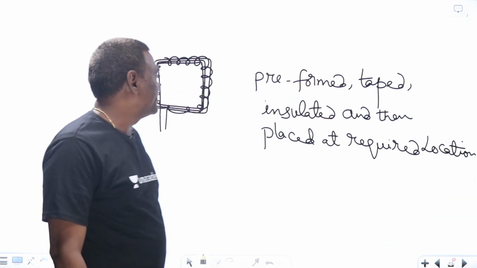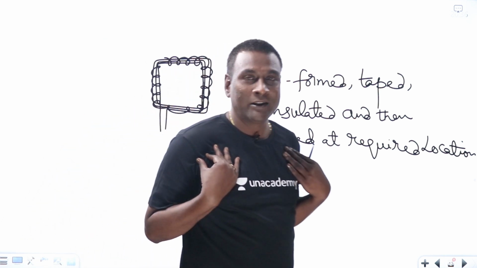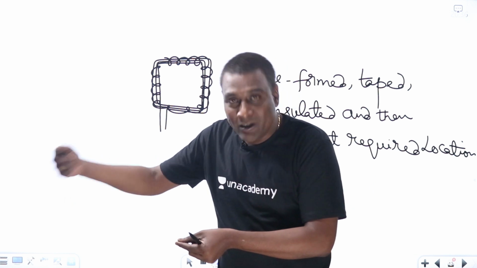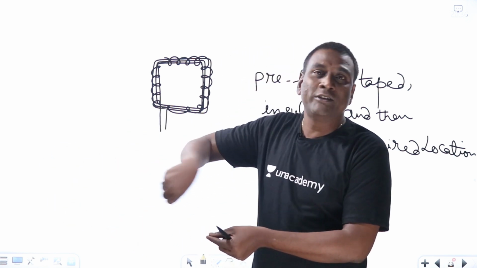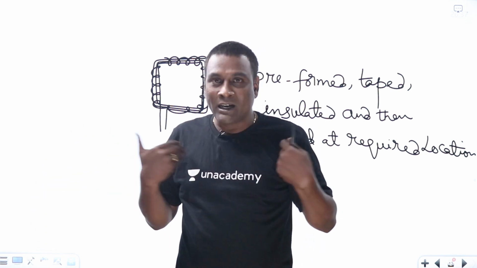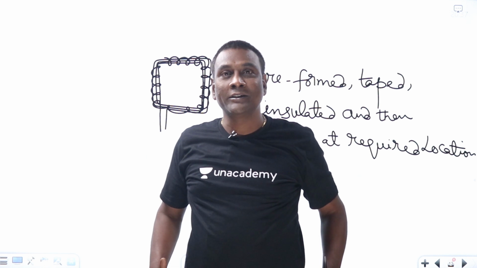Placed at the required location. In the sense, windings are going to be formed first. For example, I am the core. First of all, windings will be formed, and taping will be done. And we are going to pour insulating material and all. Then on the core, these windings will be kept on top of me.